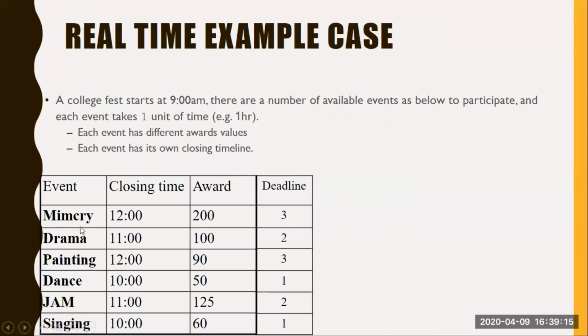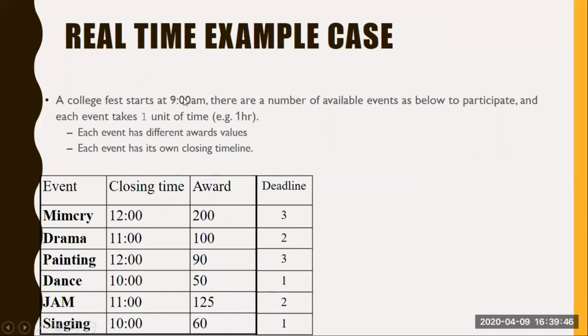So if you can see, mimicry event has to get over before 12 o'clock. Drama has to get over before 11 o'clock. Painting before 12, dance before 10, jam before 11, and singing before 10 o'clock. And each of these events have different prize money. So if you consider this, the event starts at 9 o'clock. So I can think of writing the deadline. So this deadline part will not be given to you. You should basically be making up the deadline.